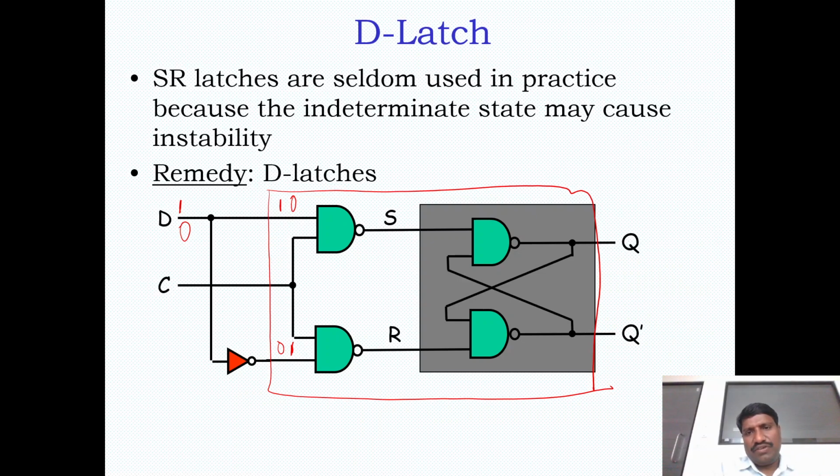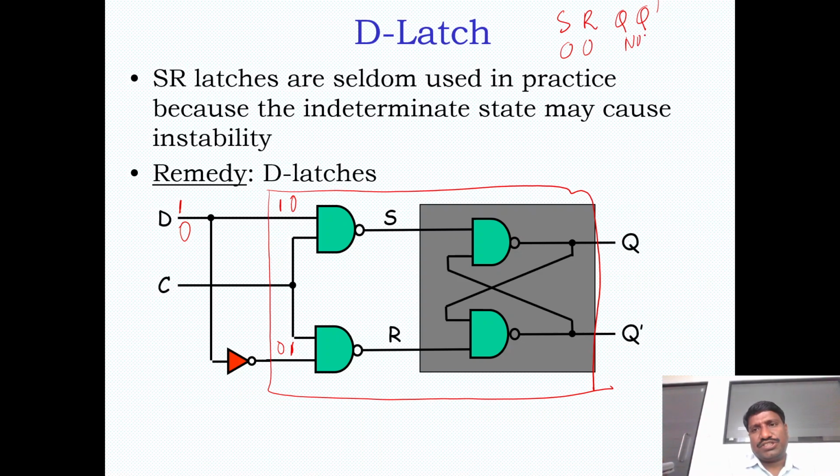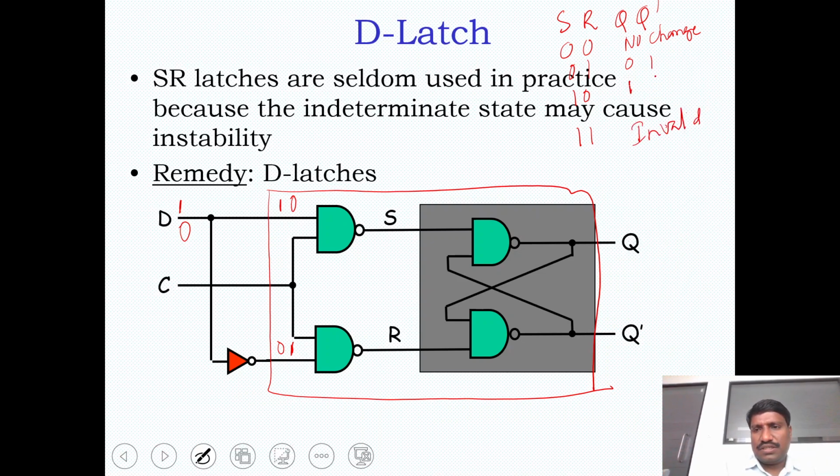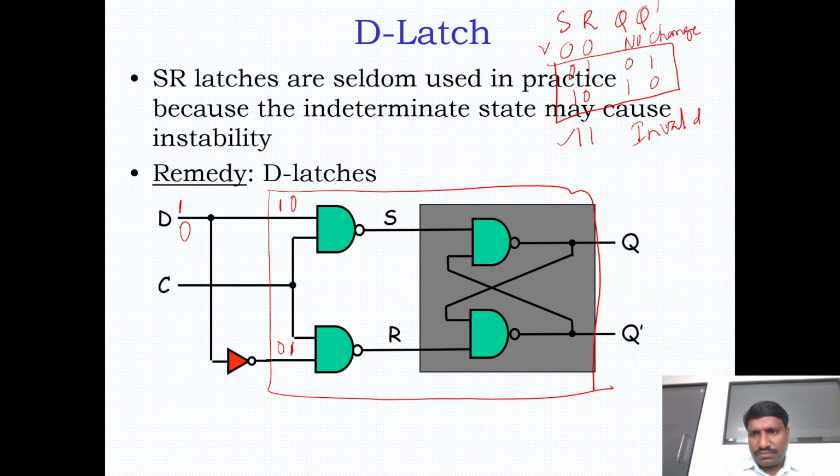So what we are trying to do is, from SR latch, if you look at the table: 0 0 no change, 0 1 reset, Q 0, Q bar 1, 1 0 set, Q 1, Q bar 0, and 1 1 is invalid. So from these two we are building a new device. This is the case of no change, this is invalid. So I don't want such an invalid case for my latch.